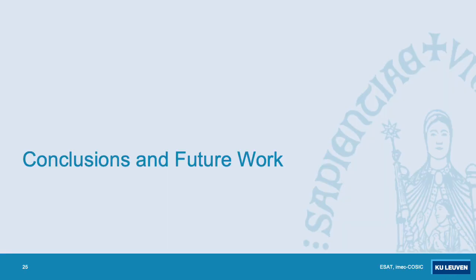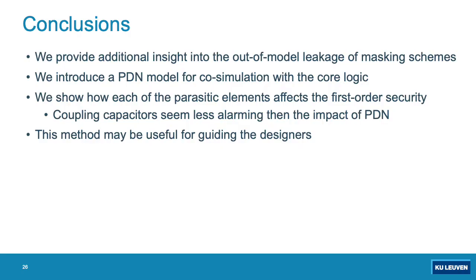With this, we conclude our investigation, concluding the following. We provide additional insights into the out-of-model leakage of masking schemes. To do so, we introduce a more detailed PDN model and propose the co-simulation of the PDN along with the logic core. We show how different parasitic components affect the first-order security of masking schemes. And to me personally, it seems that previously suspected coupling capacitors have less alarming impact than the power distribution network.